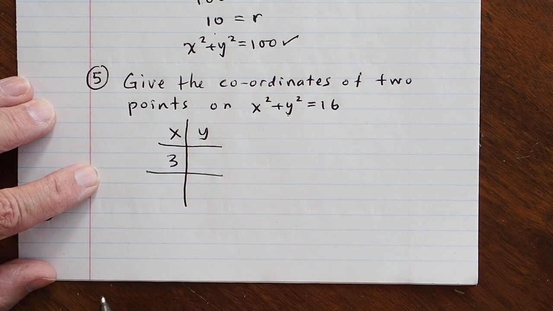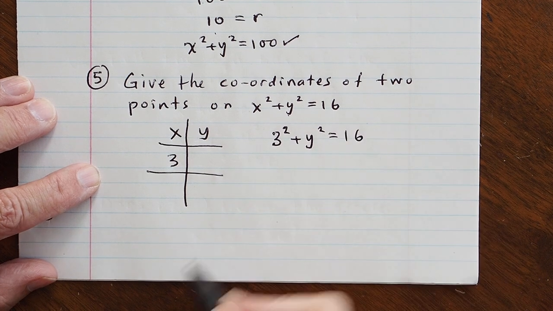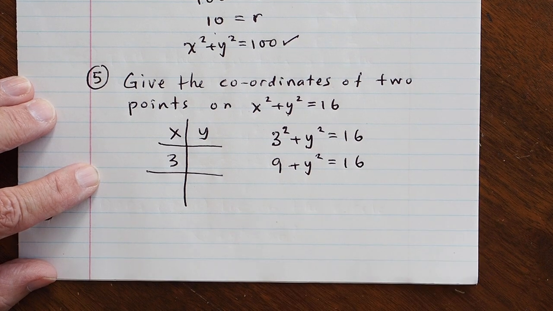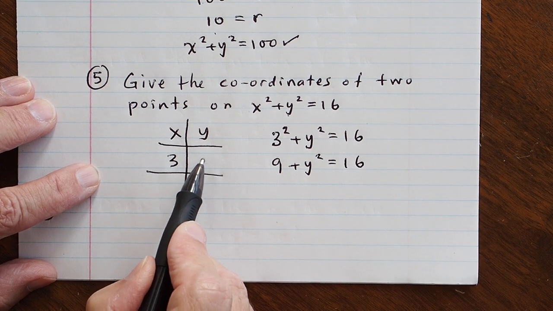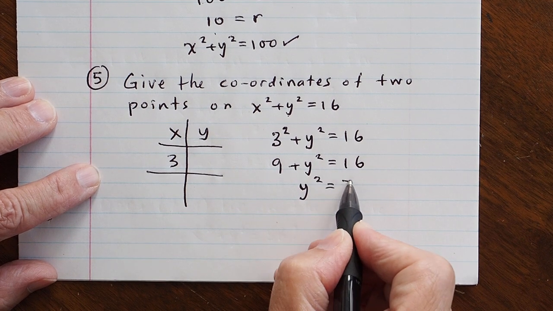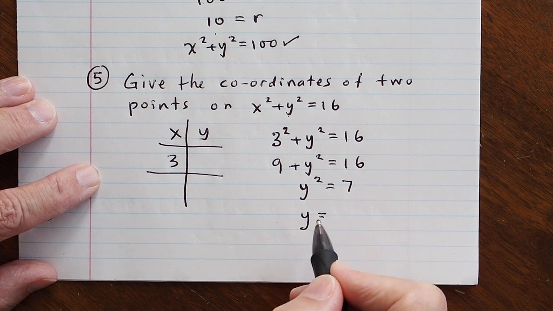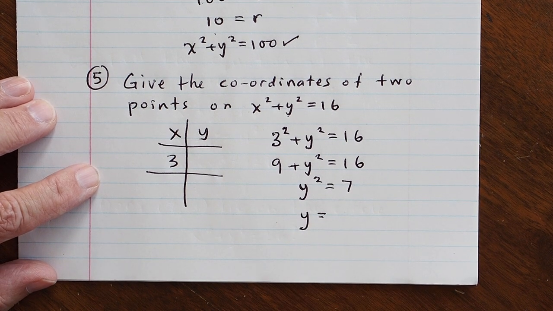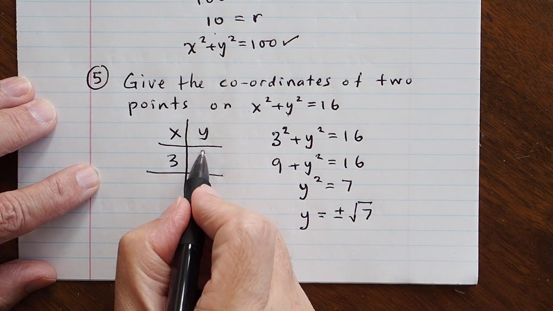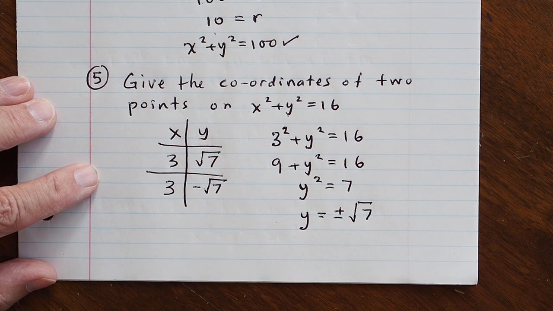So if I put a 3 in for x, that gives you 3 squared plus y squared is 16. 9 plus y squared is 16. Solving for y to get this component of the point, subtract 9 from both sides, so y squared will be 7. Take the square root of both sides. This time the positive and the negative version are both valid. So I can get plus or minus root 7. So this would be one point on the curve, and this would be another point on the circle.